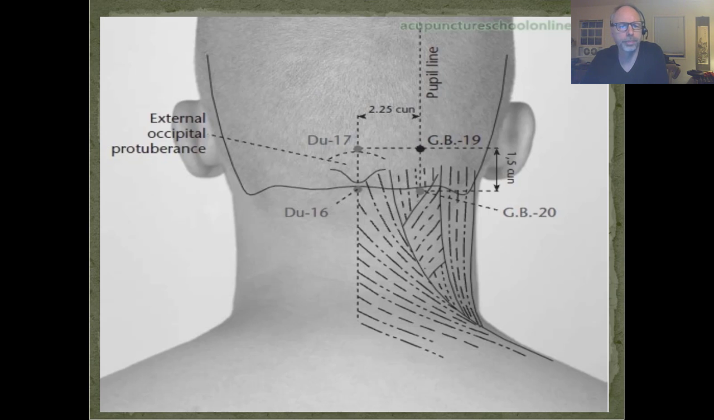Here's our visual. So basically what I like to do is find that external occiput protuberance, the bump on the back of the head, roll right underneath it, and then palpate on the lateral edges to find that edge of the skull. Right? So that makes sure that you're lined up with DU 16. Go out lateral 2.25 to get that GB line. Make sure it lines up.